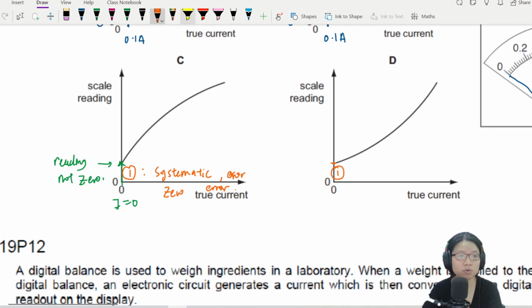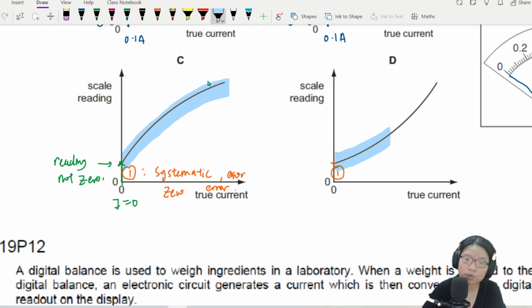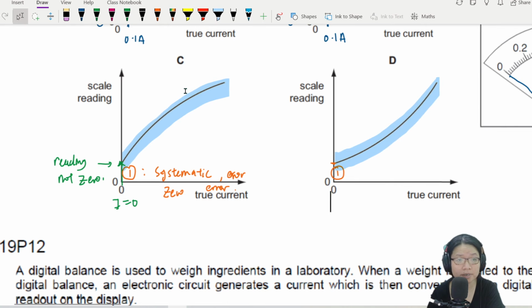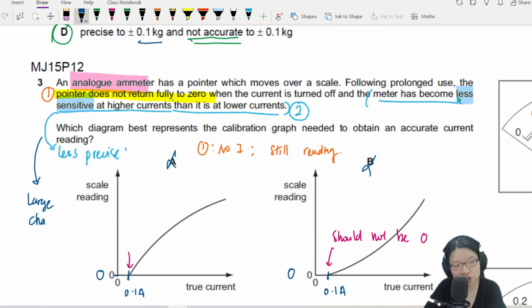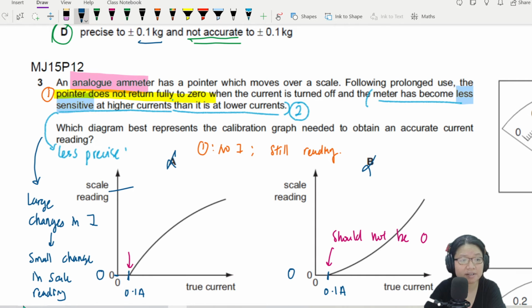Okay, now the next thing to look at is the graph. If I check the curvature of the graph, this one is decreasing gradient. This one is increasing gradient. This is to represent the second problem. So you see the second problem here. It says that the meter has become less sensitive. Less sensitive, besides less precise, it also tells us that you need large changes in current to create a small change in scale reading or needle deflection. So think of scale reading as your needle deflection.